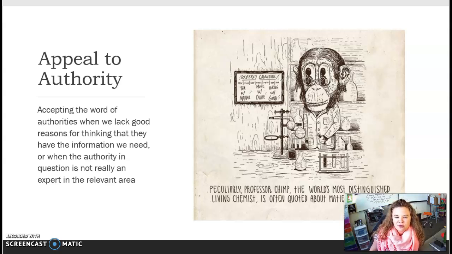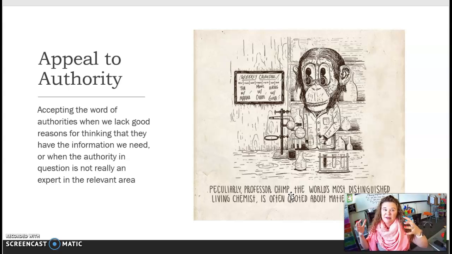Appeal to authority. Accepting the word of authorities when we lack good reason for thinking that they have the information we need, or when the authority in question is not really an expert in a relevant area. So over here we've got a little chimp. Professor Chimp, the world's most distinguished living chemist, is often quoted about matters of fidelity. So he's a chemist and he's talking about fidelity.